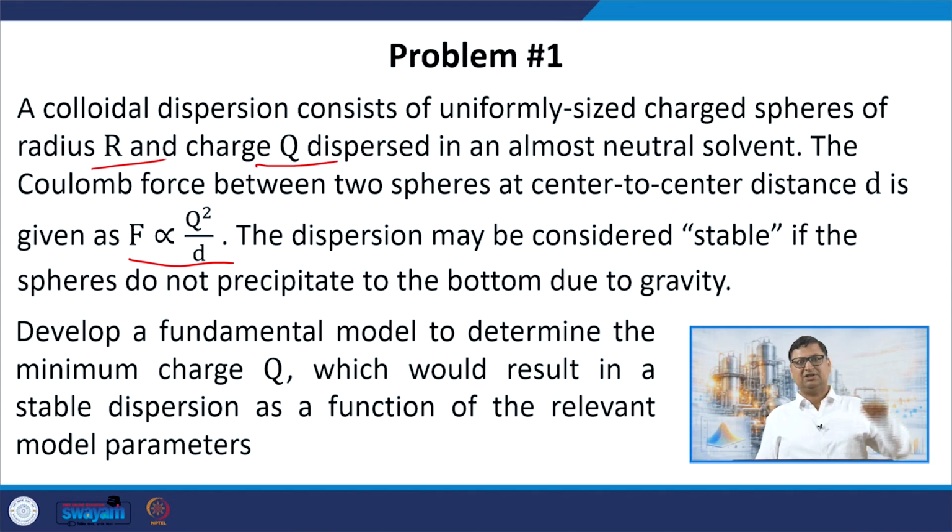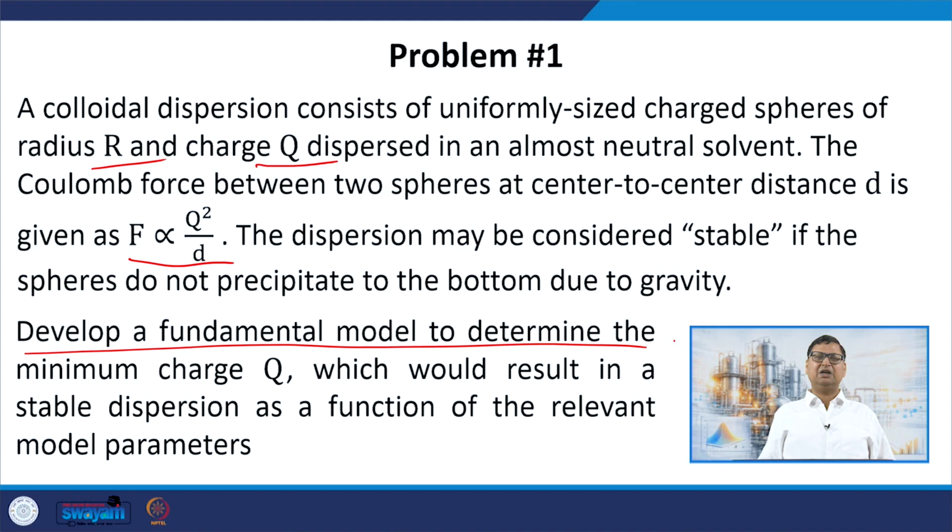I already told in the last class that electrostatic interactions can be more dominant, and in fact, that is what will stabilize the suspension. So, I want to develop a fundamental model to determine the minimum charge q, which would result in a stable dispersion as a function of relevant model parameters, right.